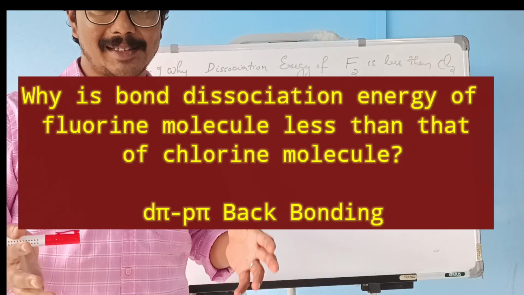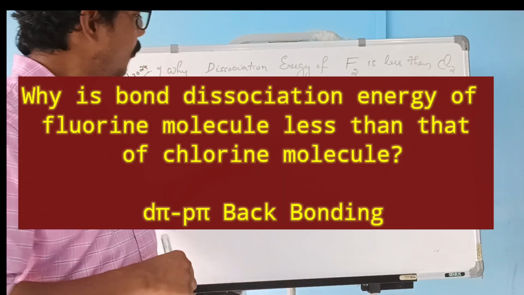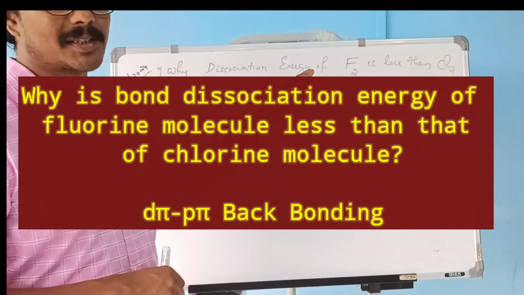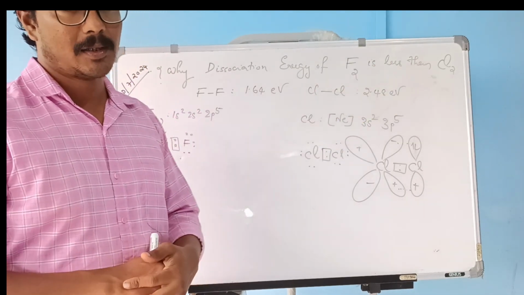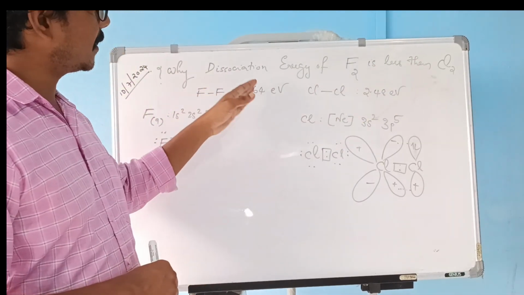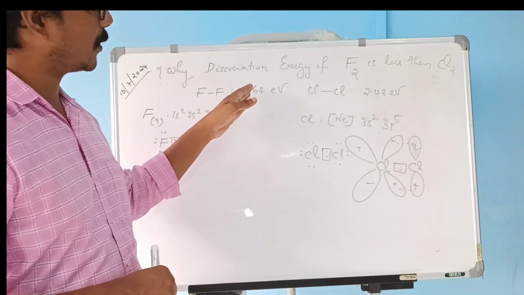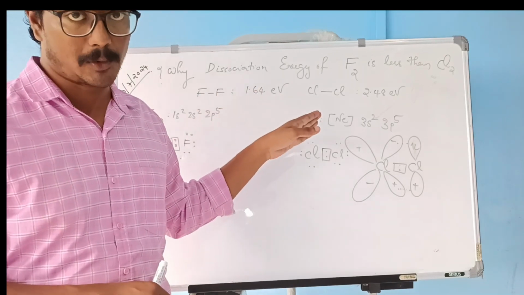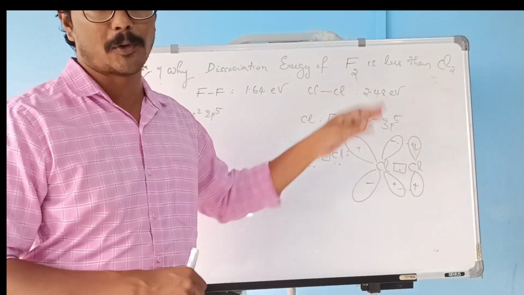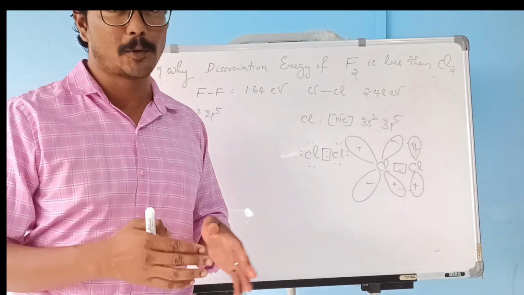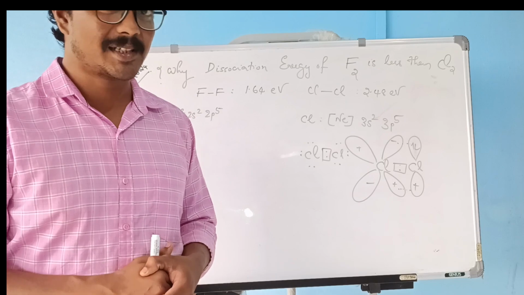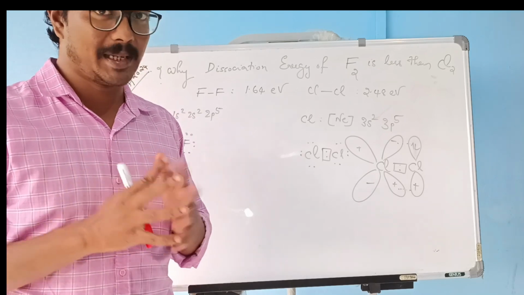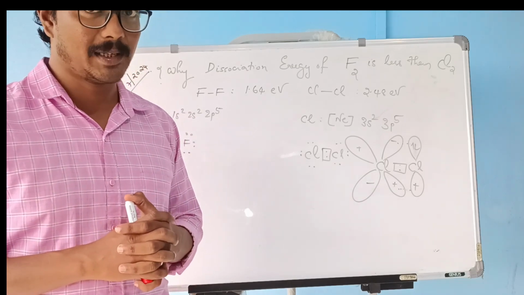My dear students, let's discuss one question here. Why is the dissociation energy of the fluorine molecule much less than that of chlorine? We all know that the dissociation energy of the fluorine molecule is 1.64 electron volt, whereas chlorine is 2.48 electron volt. Both are in the same group, both are halogens, right? So let's discuss what the reason is. The main important reason is what we will find out.